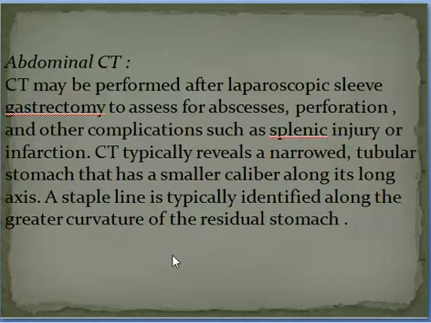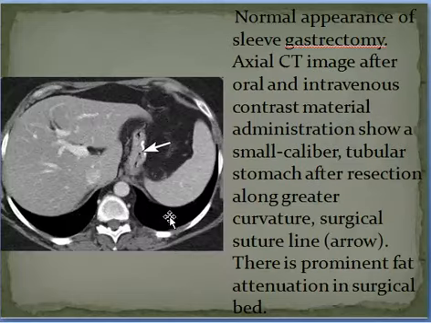CT may be performed after laparoscopic sleeve gastrectomy to assess for abscess and perforation, and of course the most common complication is abscess formation. CT typically reveals a narrow tubular stomach that has a smaller caliber along its long axis. A staple line is typically identified along the greater curve of the residual stomach. This is the staple line. Small caliber tubular stomach. This is the new stomach.